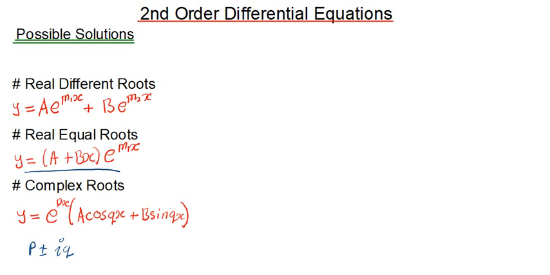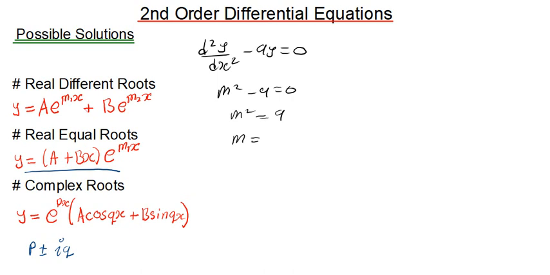So now let's look at the last example in this tutorial. Let's say we have d2y dx2 minus 9y is equal to 0. So this is simply m squared minus 9 is equal to 0. So m squared is going to be equal to 9. So m is going to be equal to positive or negative 3.